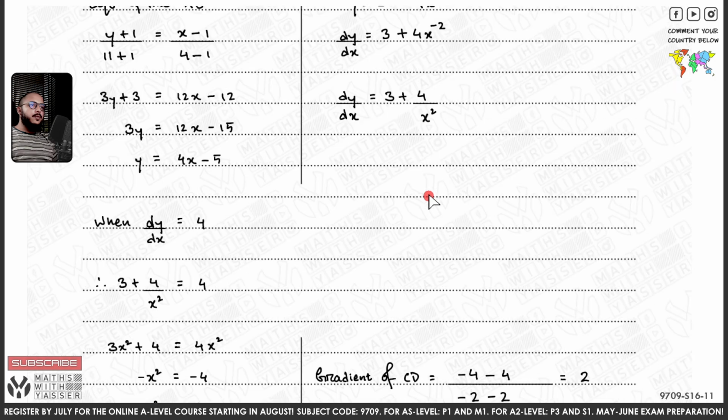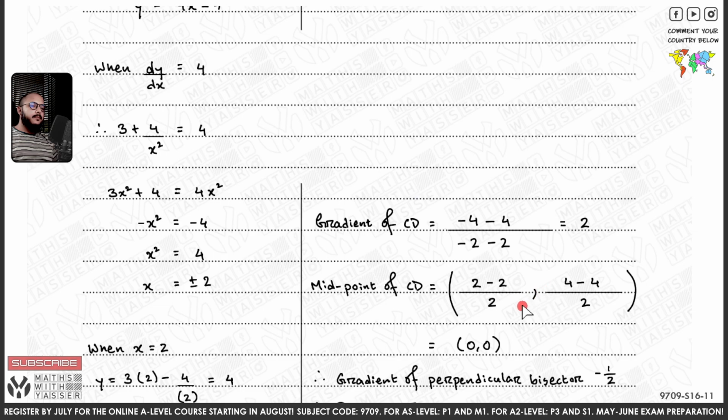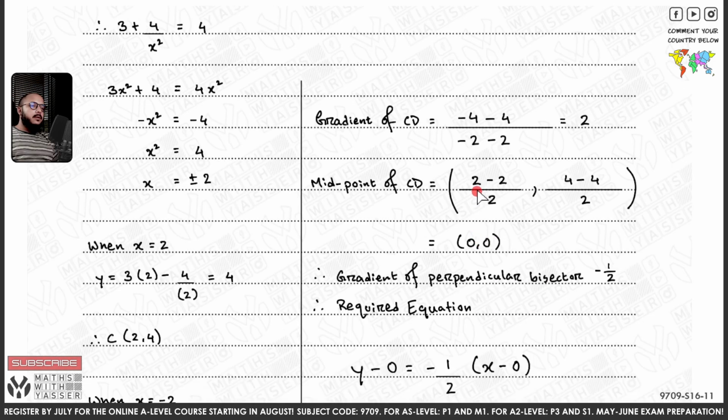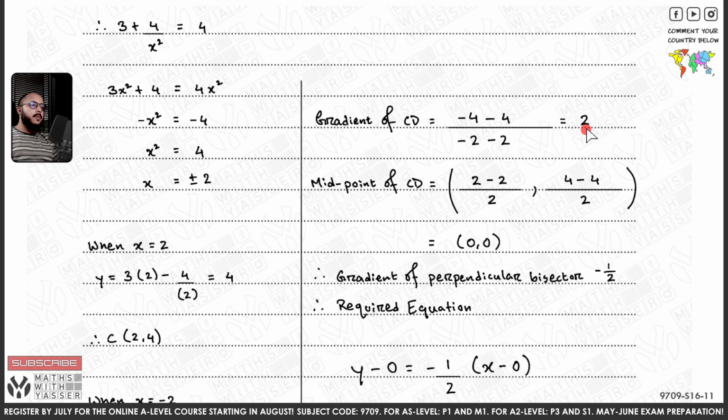And since we need to find the equation of the perpendicular bisector of CD, that means it will be going through the midpoint of CD. We need to find the midpoint as well. So the formula will be (x1 plus x2) divided by 2 and (y1 plus y2) divided by 2. That gives us (2 minus 2) by 2 and (4 minus 4) by 2, which is (0, 0). And since the gradient that we got for the line CD is 2, that means the gradient of the perpendicular bisector will be the negative reciprocal of this. So it will be minus half.